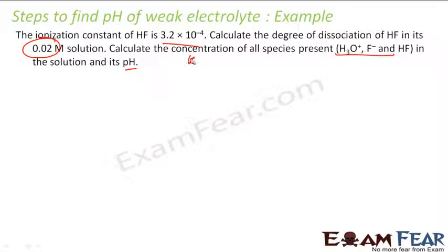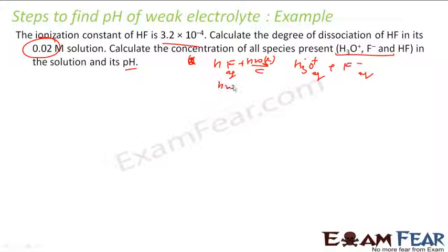So the reaction is something like this. I have HF plus H2O reacting to give H3O plus and F minus. You have to add water here. This is aqueous, this is liquid, this is aqueous, this is liquid. Correct? So this is one reaction.